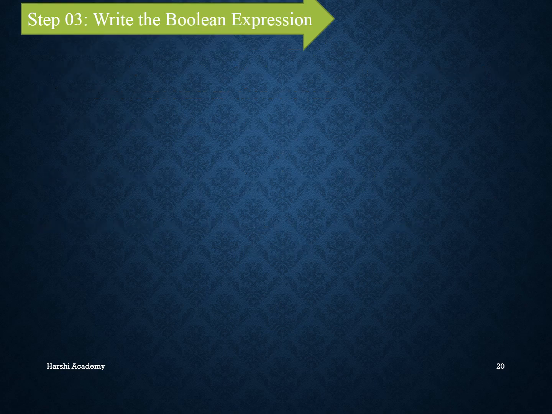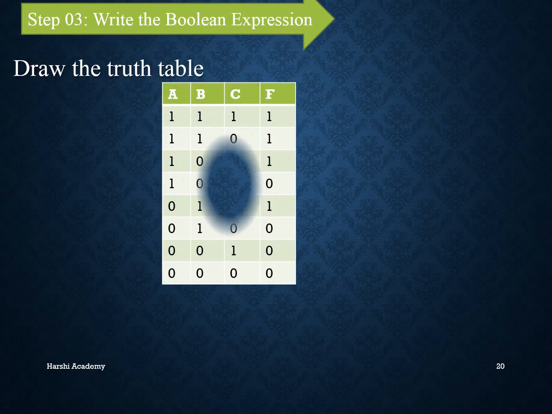Step 3, write the Boolean expression. Let's draw the truth table. You should remember the condition of the problem. The condition is that the levels of two or three tanks should be below the specific point. A equals 1, B equals 1, C equals 1 means that 3 tanks are below the specific level. Then the output is 1. Here and in this column, and this column, 2 tanks are below the specific point. Then the output is 1 for that column, and otherwise the output is 0.